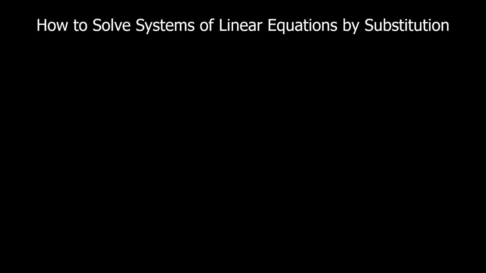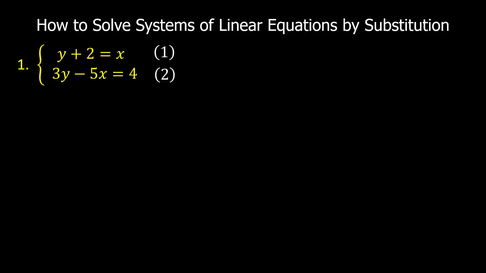How to solve systems of linear equations by substitution. Example number 1. Let us call the first equation equation 1 and the second equation 2. We are going to solve for either of the two variables in equation 1 or in equation 2. It is easier to solve for y in the first equation. So let us solve for y in the first equation.